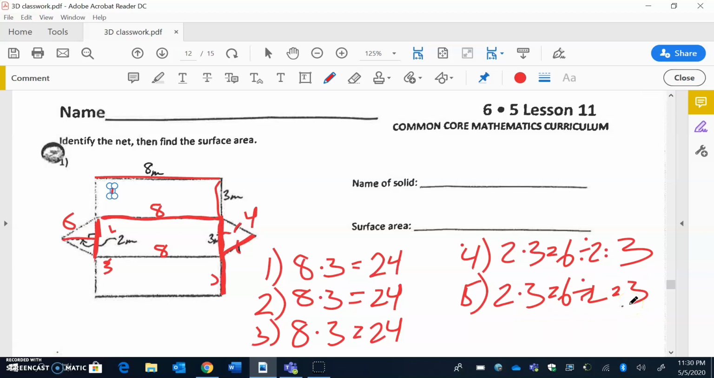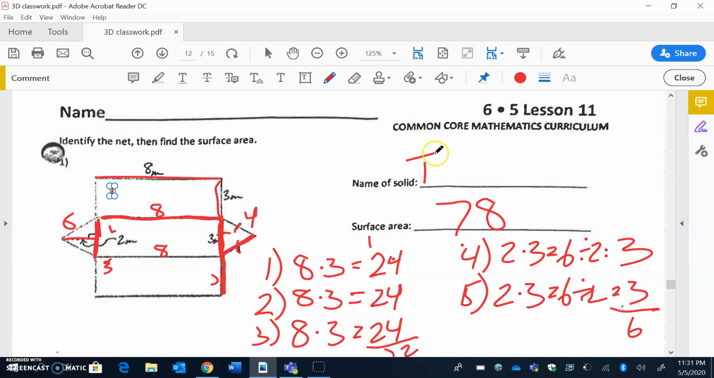So now what I've got to do is add everything up. So 24, 24, 24. All right. So let's see here. 4, 8, 12. Carry the 1. All right. 2, 4, 6 plus the 1 is a 7. So that's a 72. Over here, I've got a 6. So 72 plus 6, hello, 78.